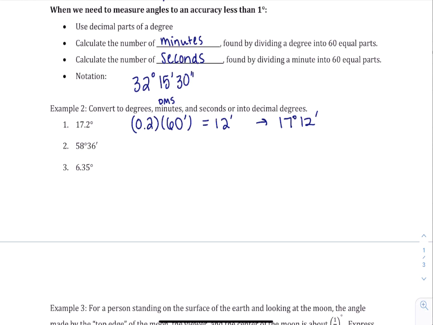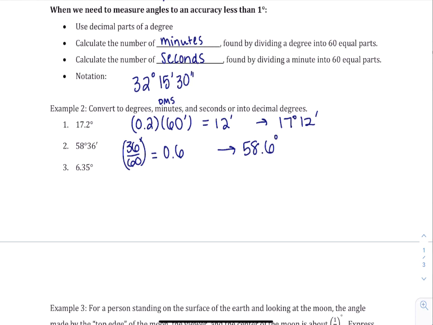Now, when we have 58 degrees and 36 minutes, and we want to go into decimal, then the 58 will stay. That's going to be before the decimal. But we have this 36 minutes. What we need to do is recognize that that is 36 out of 60 minutes. And when we divide that, 36 divided by 60, we get 0.6. Put that with the 58, and we're looking at 58.6 degrees.